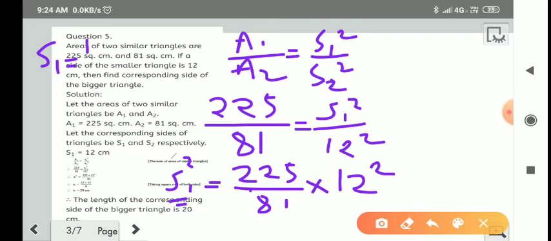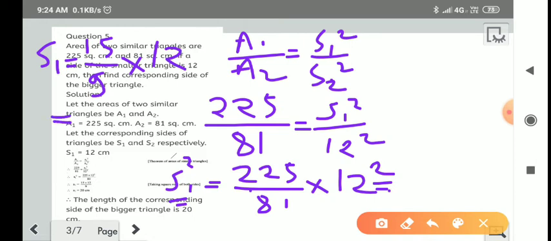Then by taking square root we get S1 is equal to, now square root of 225. Square root of 225 is 15, divided by 81, square root is 9. So 15 divided by 9 and into 12 square. So by taking the square root, the square gets cancelled. So square root of 12 square is 12.